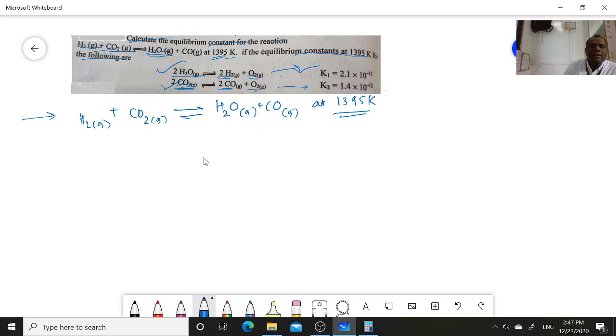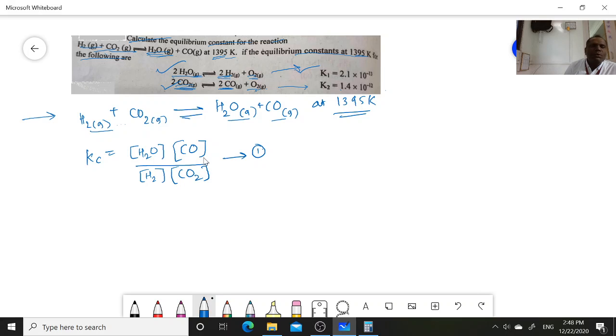Let's write the equilibrium constant for the main reaction. Kc is equal to the concentration of products divided by the concentration of reactants. So H2O multiplied by CO, divided by the concentration of H2 multiplied by the concentration of CO2. Suppose this is equation number 1.